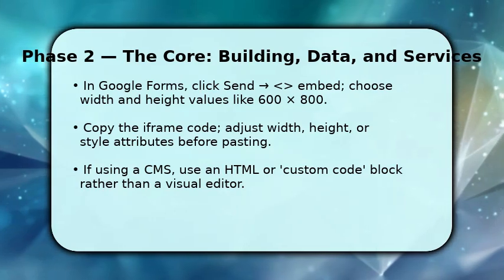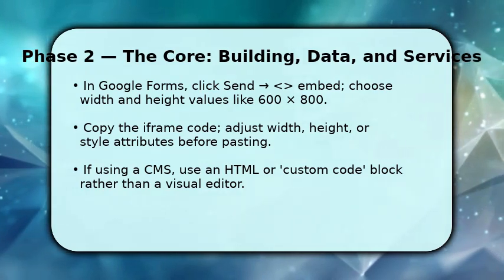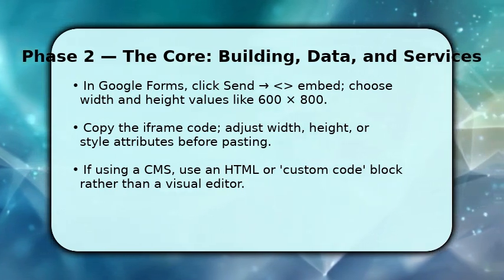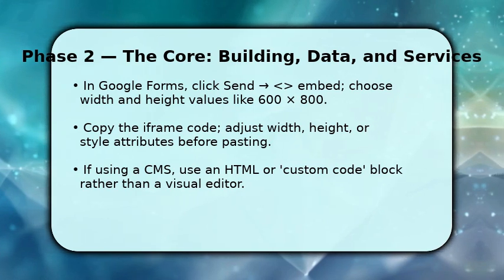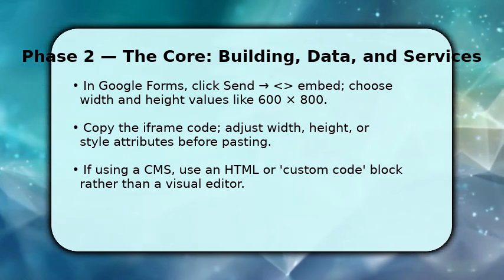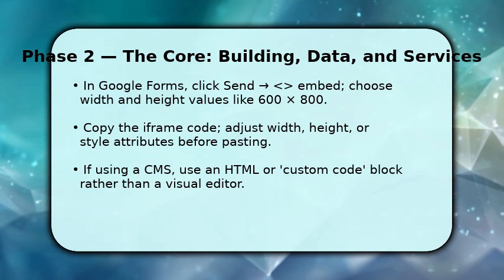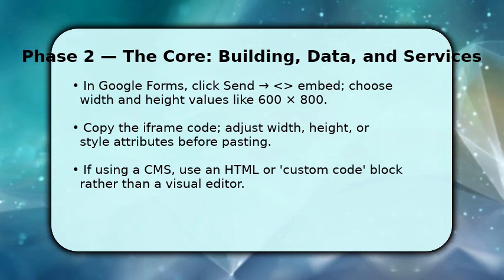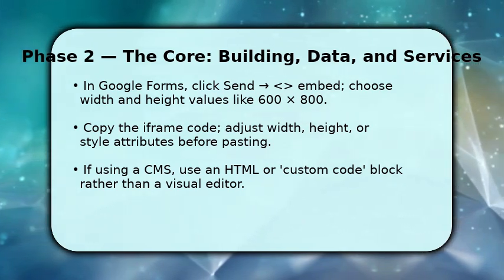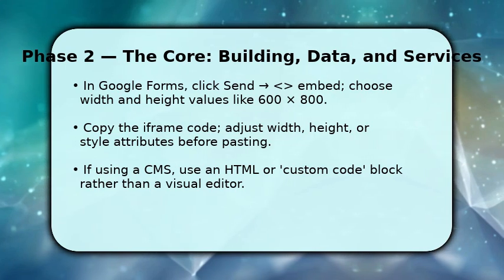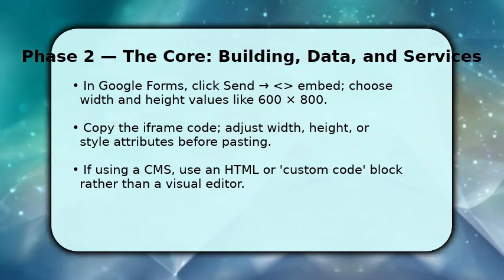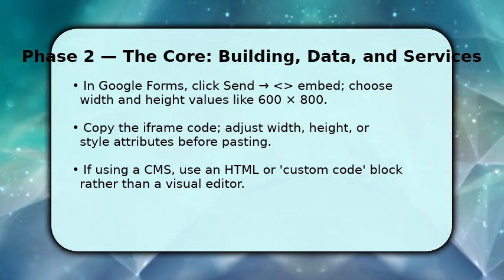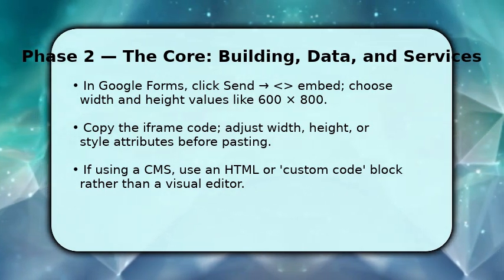Now you extract and tailor the embed code. In Google Forms, click Send, then the Embed tab and pick sensible width and height. 600 by 800 is a common start. Copy the iframe snippet, make small edits to width, height, or add style parameters so it fits your layout. If your site uses a CMS, be sure to paste into an HTML or custom code block rather than the visual editor. That prevents the markup from being sanitized or stripped out. This step ensures the form displays and behaves correctly.